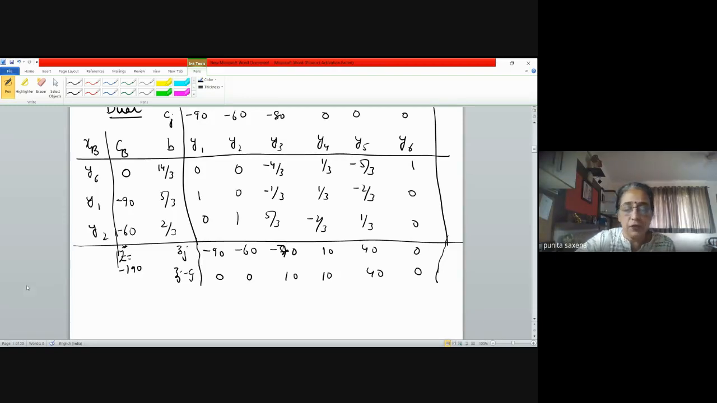That means for this problem, we have got maximum Z star, which is nothing but, we were to find the minimum of capital Z, which is minus of maximum Z star, which is minus of -190, which turns out to be 190.